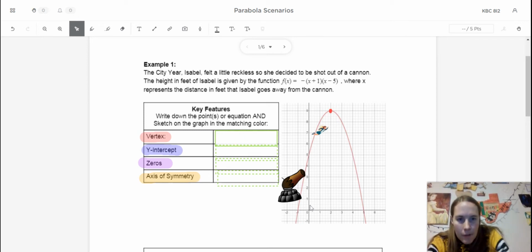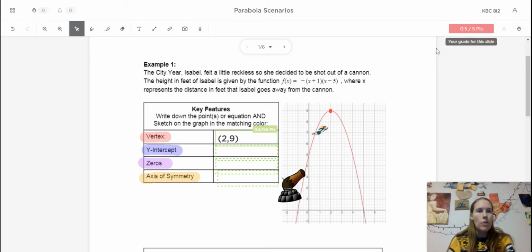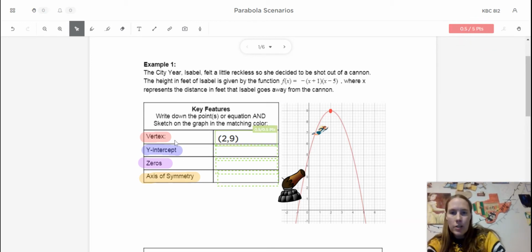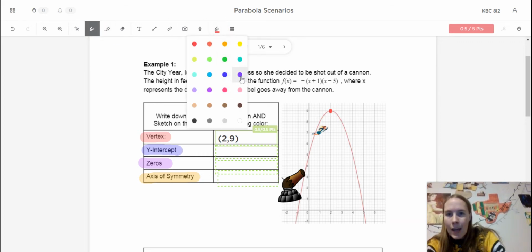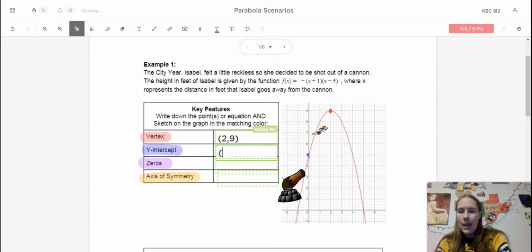So if I look for my vertex, I go over here, it's (2, 9). So whenever you put a point, you want to put parentheses. And notice this is correct because up here it'll show you. So that's my vertex. Then my y-intercept. I'm going to write in purple. So the y-intercept is where it crosses at the y-axis, so it's right here. And that point is (0, 5). Again, I know that's right because it changed it here.